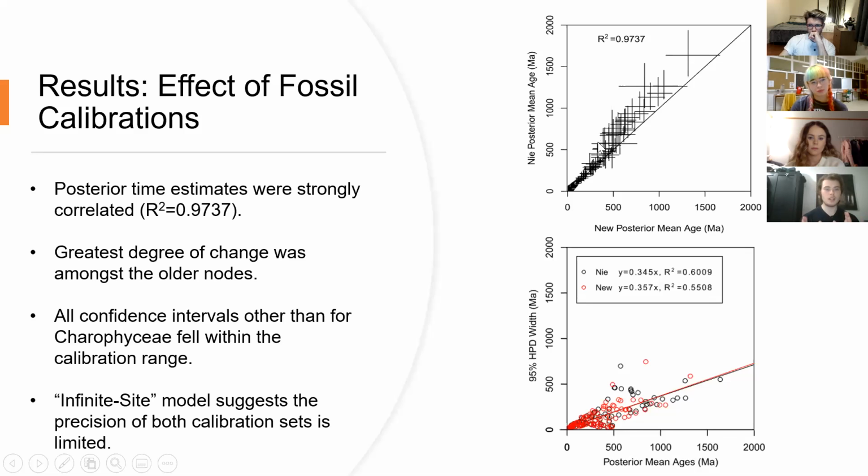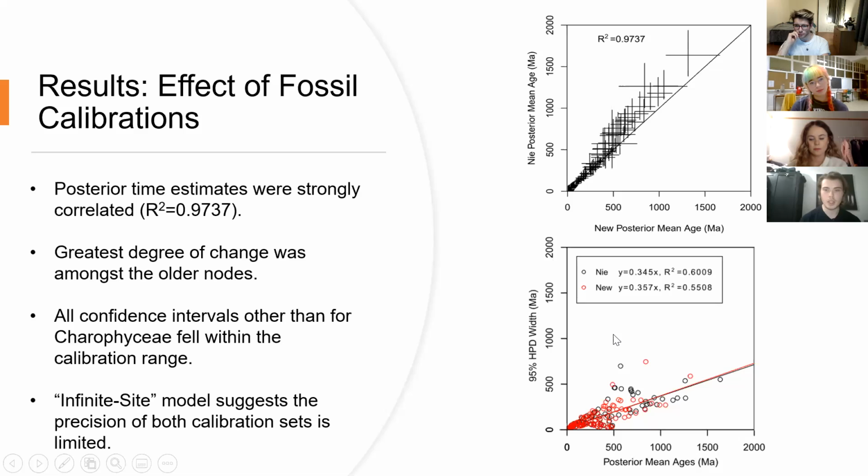But how do the estimates that we produced fit within the ranges of the specified fossil calibrations? Well, we found that they fitted pretty well. There was only one group of organisms, the Charophyceae, whose fossil calibration was the only clade that produced estimates that fell outside the calibration range, which is pretty interesting. I'll explain why that is later, but for now, I'll walk you through the bottom figure.